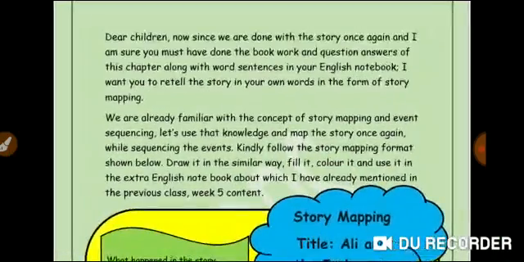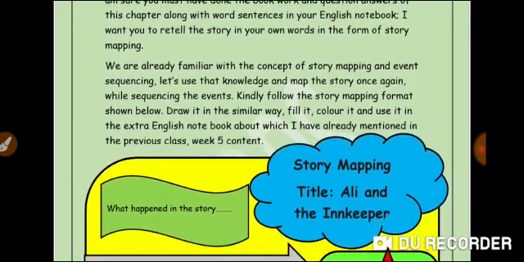Dear children, now since we are done with the story once again, and I'm sure you must have done the bookwork and question answers of this chapter along with word sentences in your English notebook, I want you to retell the story in your own words in the form of story mapping. We are already familiar with the concept of story mapping and event sequencing, aren't we? So let us use that knowledge and map the story once again while sequencing the events we already know.